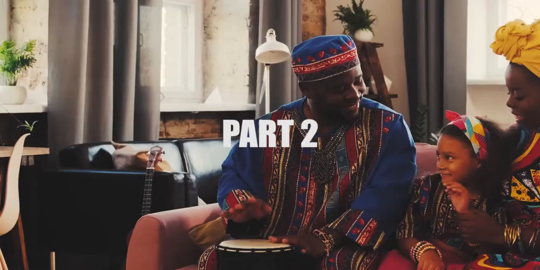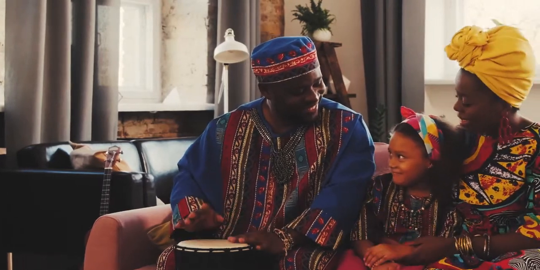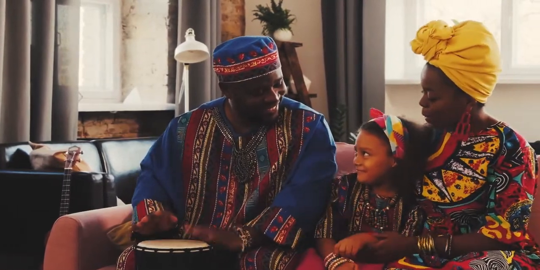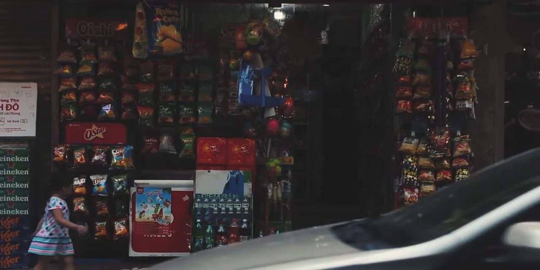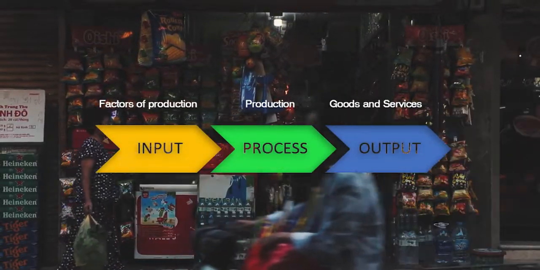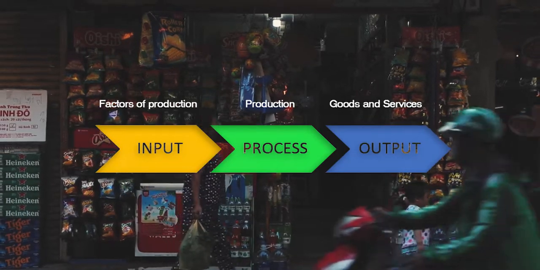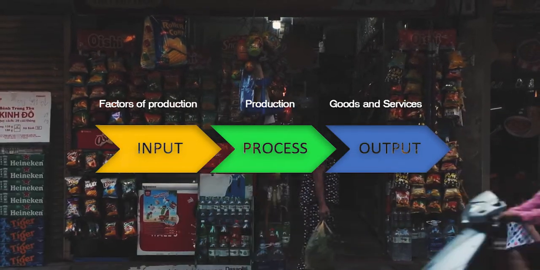In the previous video, we spoke about how households own the factors of production, how businesses buy these factors of production and use them to create goods and services, which in turn are bought by households. It's a relationship of input, production or processing, and outputs.